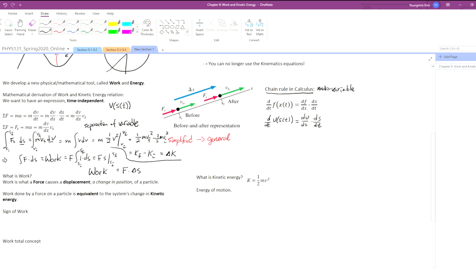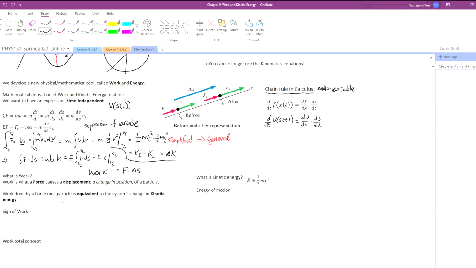So in this case, work is done on this particle with mass m by this force causing this displacement of that particle. We call that work. And equivalently, the right-hand side we derived as a change in kinetic energy. So this is the important statement here: work done by a force on a particle is equivalent to the system's change in kinetic energy.